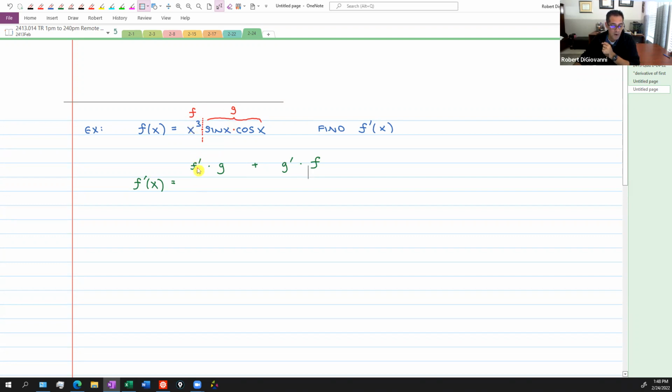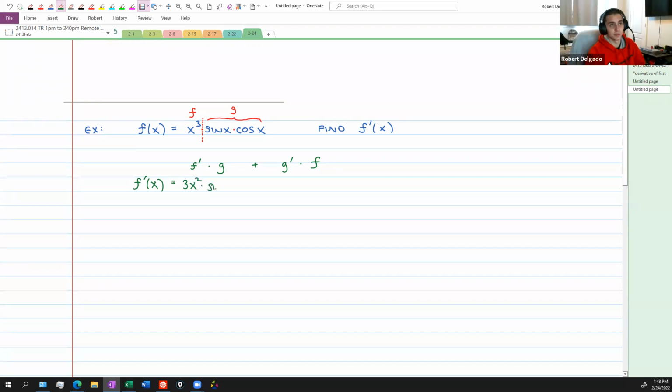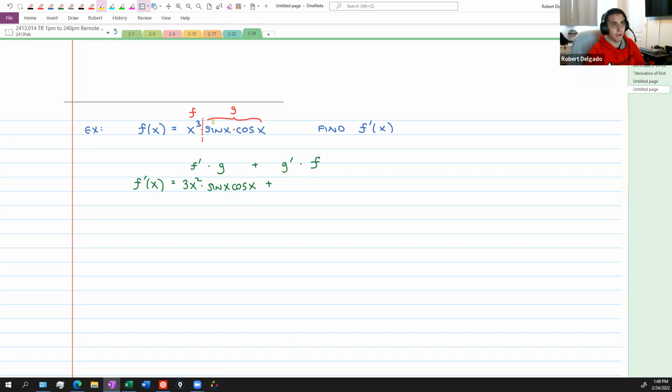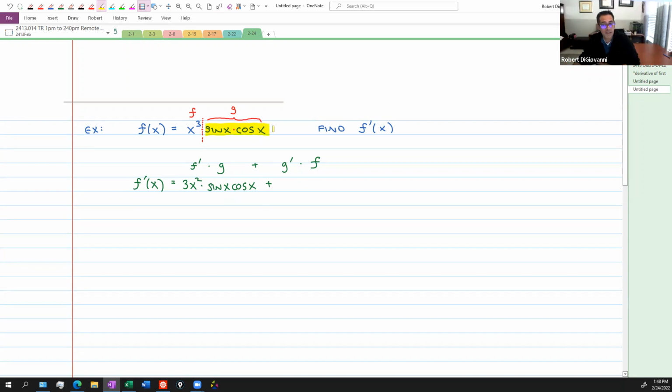So what is f prime? We start here. What is f prime? 3x squared. And then I multiply that times g. What's g? Sine x times cosine x, right? So I'm done with the first part. Y'all see that? But now what do I need? G prime, right? I need the derivative of this.